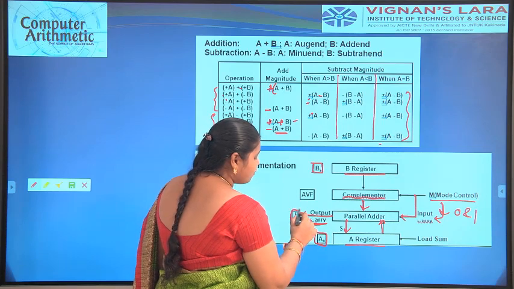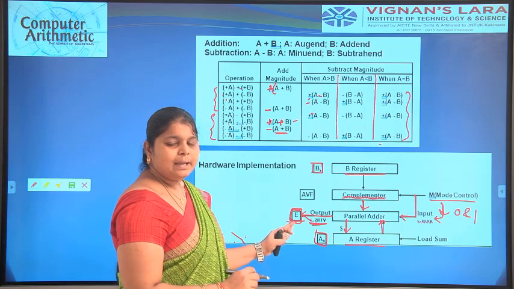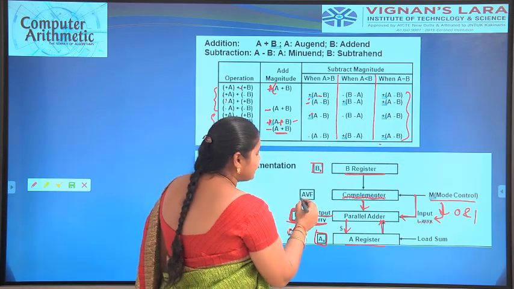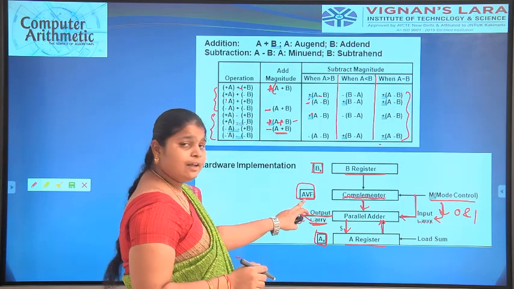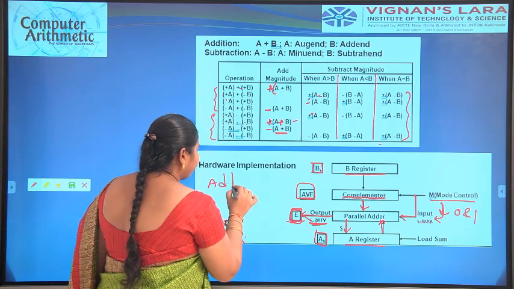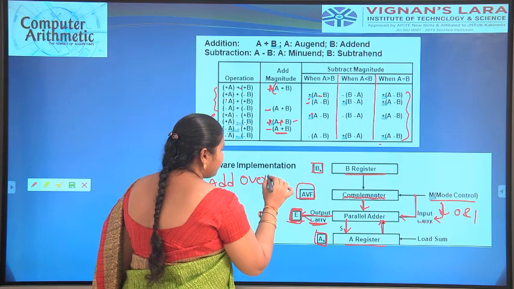This is E, meaning the overflow condition. Overflow means any carry that is forwarded is known as an overflow. Here AVF means add overflow. It is an add overflow. AVF means add overflow.